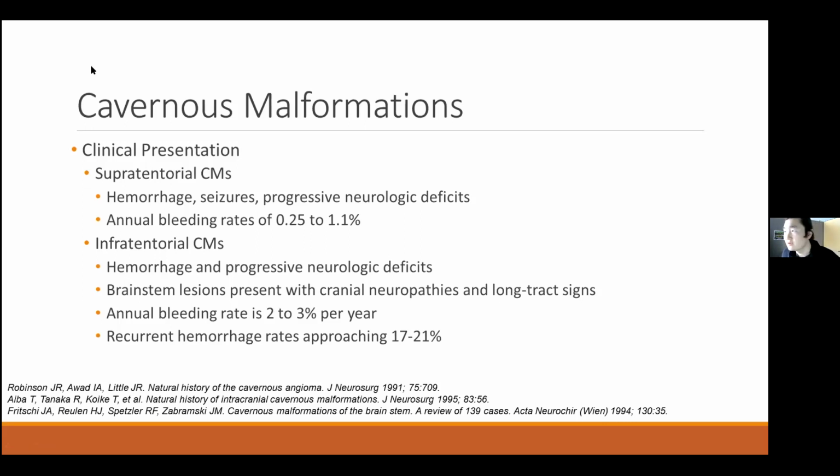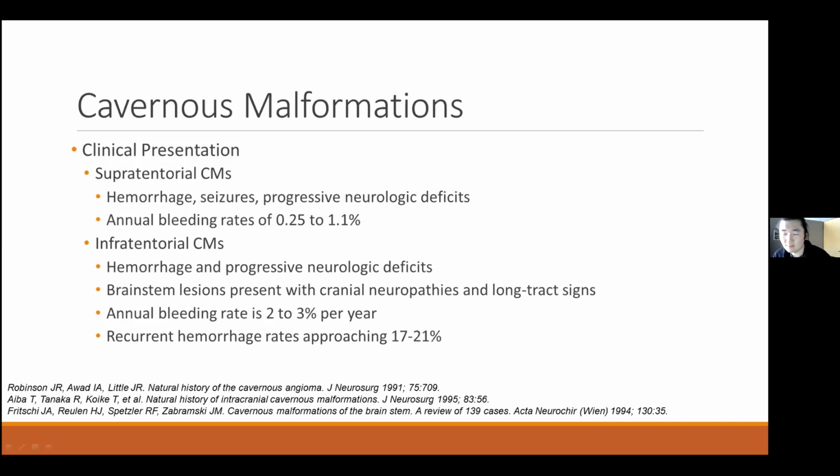So in terms of clinical presentation, supratentorial cavernous malformations can present with hemorrhages, seizures, and progressive neurologic deficits. The annual bleeding rates range from 0.25 to 1.1%, depending on the case series you look at. Seizures and progressive neurologic deficits are thought to be related to compromise of the surrounding circulation or straight-out rupture. Infratentorial cavernous malformations can present with a more dangerous course.